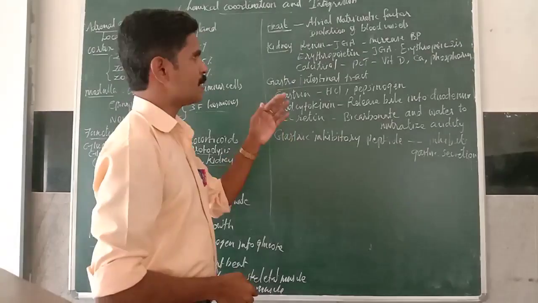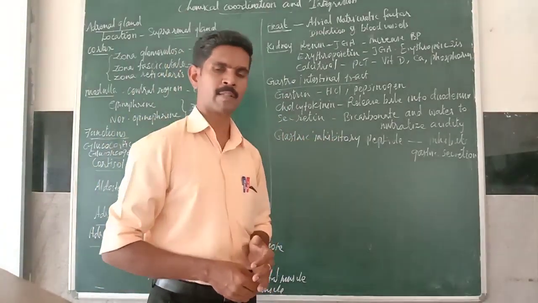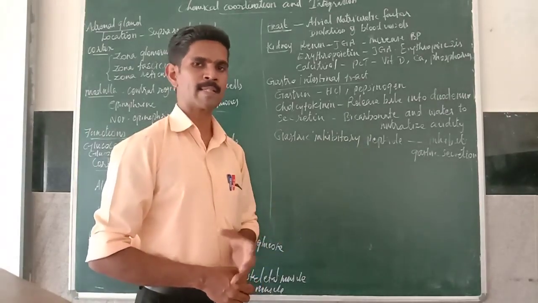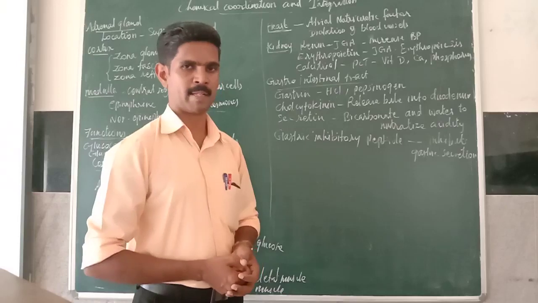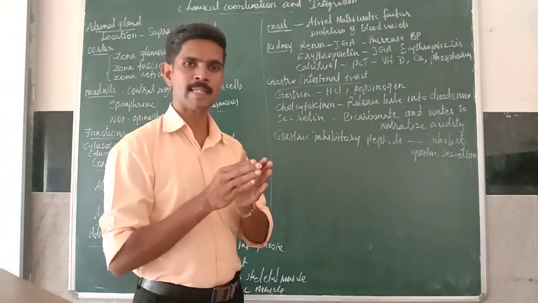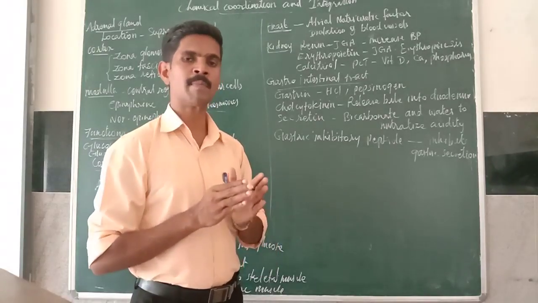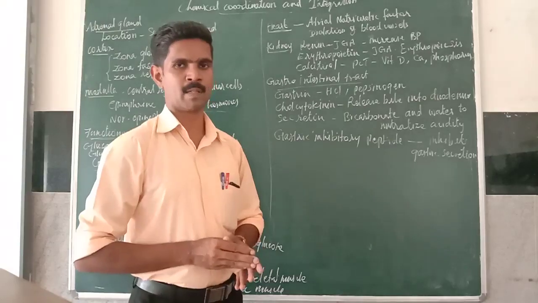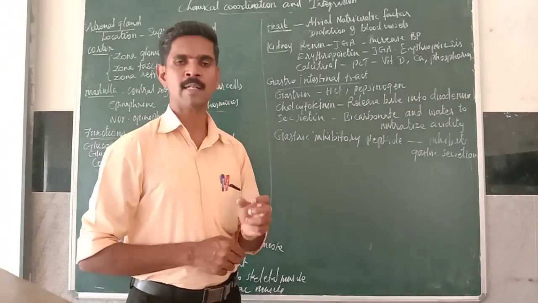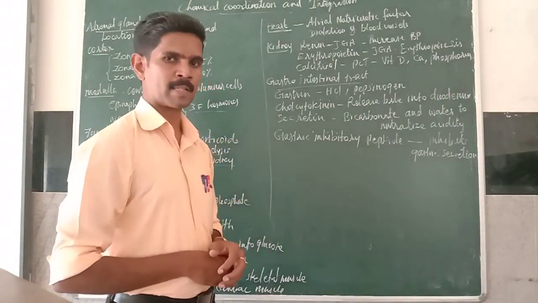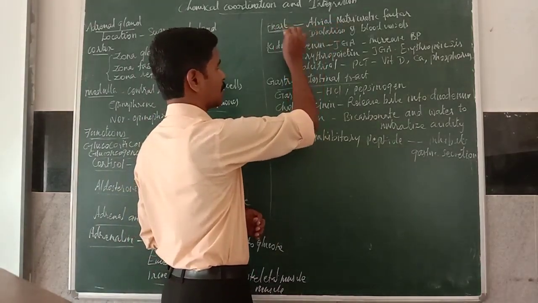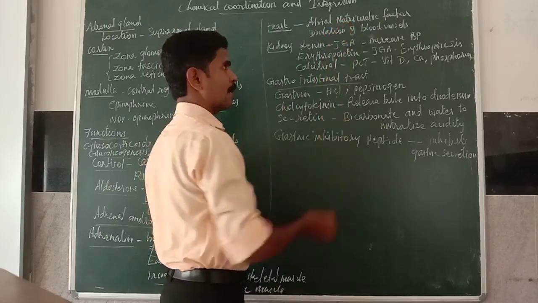Understand? The main function of atrial natriuretic factor is that this hormone dilates the blood vessels when the blood pressure is very high. So when the blood pressure is very high, this hormone increases the size of the blood vessels, and automatically the blood pressure is reduced. Thus, this hormone reduces the blood pressure. So only one hormone is secreted by your heart, and the name of the hormone is atrial natriuretic factor.